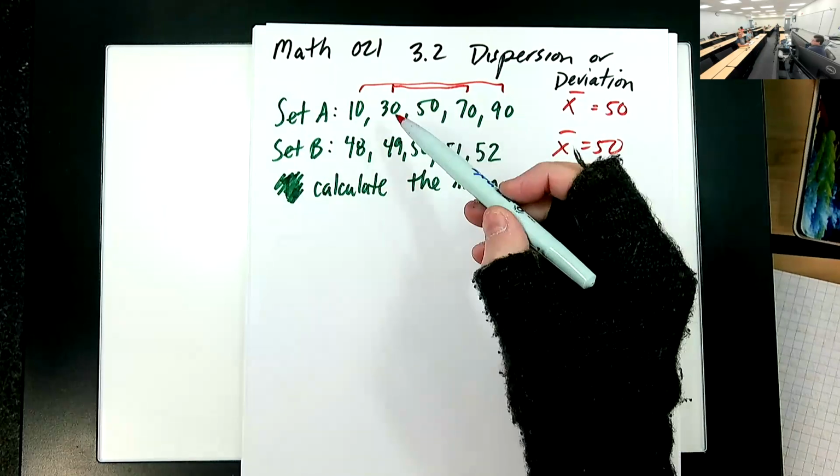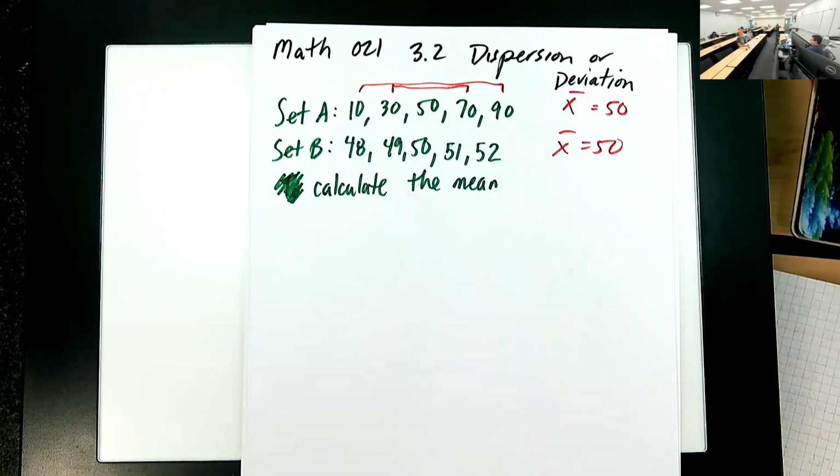Like, only one score is below 30. Oh, I bet you did it on your phone. No? Maybe you should have. I don't know how you got 38. Yeah, it should be 50 for both.